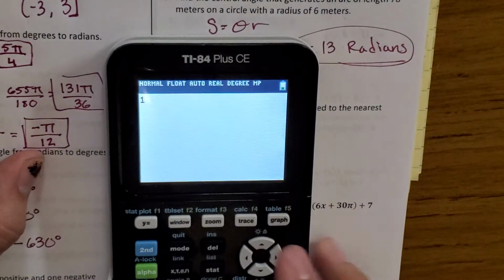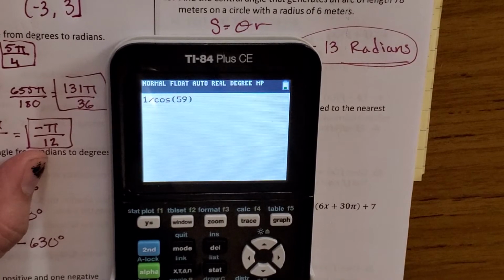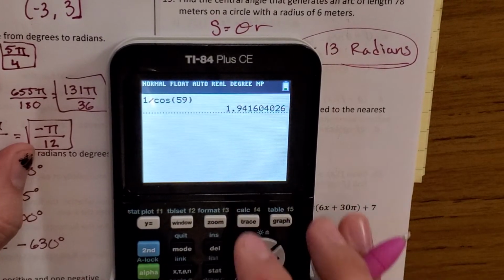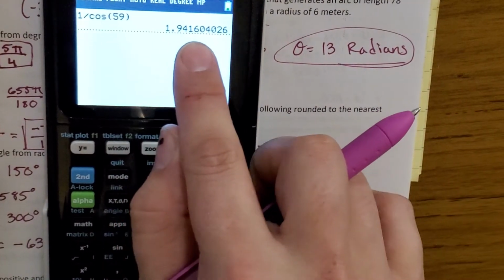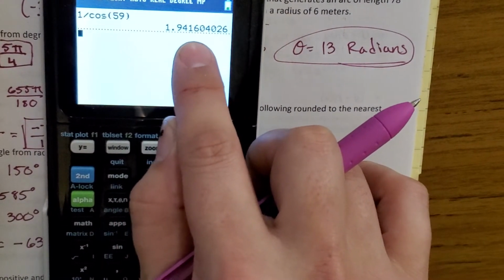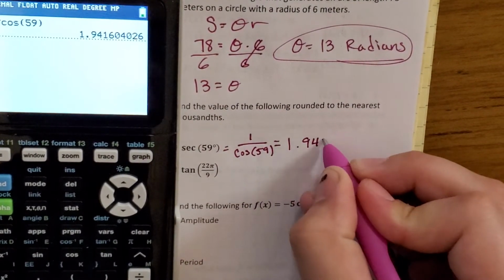1 divided by the cosine of 59, and I get 1.941. It says round to the nearest thousandths. Thousand has 3 zeros, so I need 3 places: 1, 2, 3. The 1 comes before a 6, so it's going to round up to 1.942.